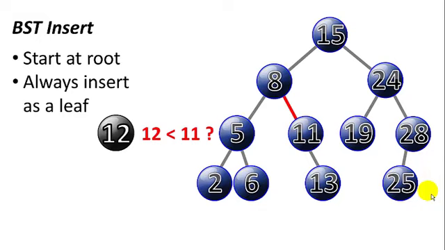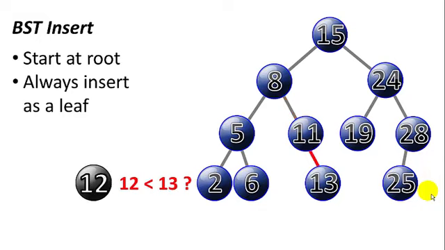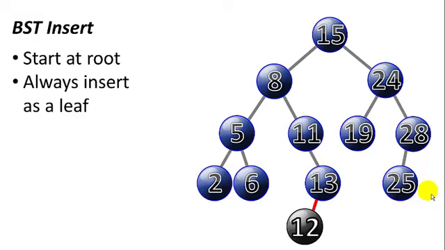We compare 12 to 11. 12 is greater than 11, so we take the right child. We'll compare 12 to 13. 12 is less than 13. 13 has no children, so we add 12 as a new left child for node 13. So we can see that node 12 is inserted as a leaf node.